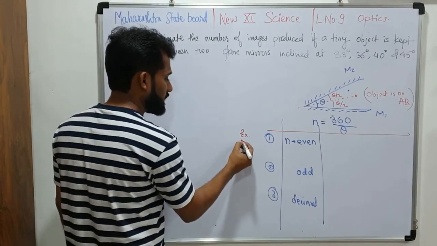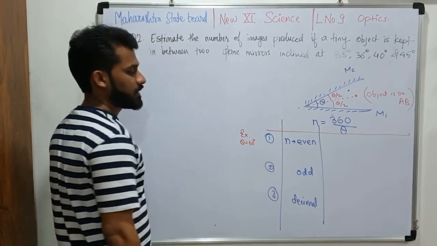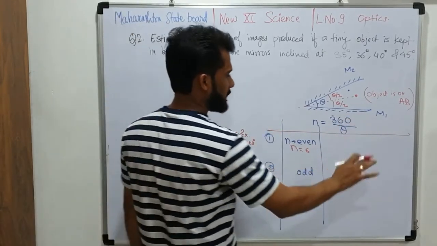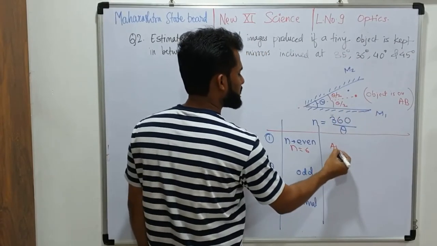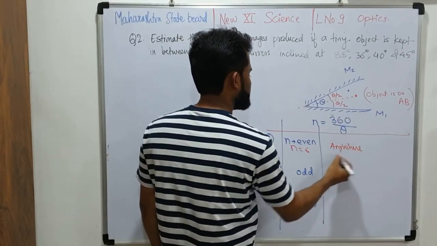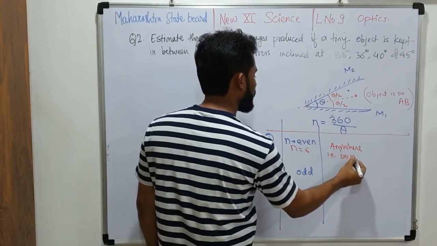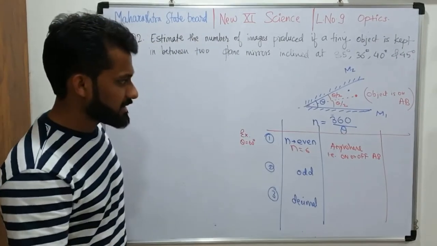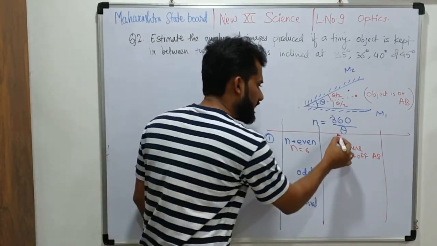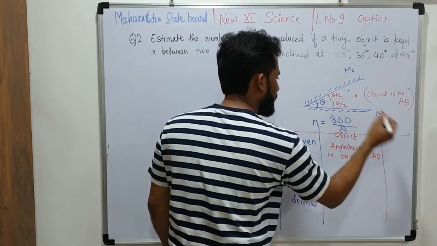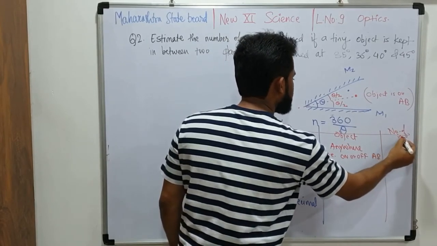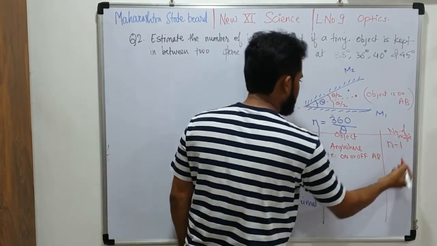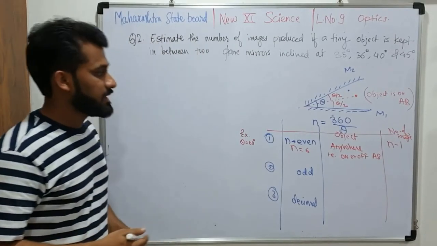Example, theta equals 60 degrees. You'll get n equals 6, which is even. Irrespective of where you place the object, anywhere, on or off AB, the angle bisector, you will get the number of images as one less than n, that is 5, that is n minus 1. The number of images will always be n minus 1.